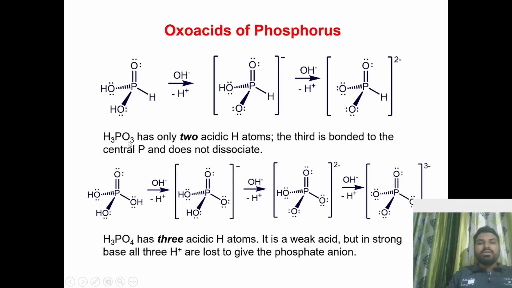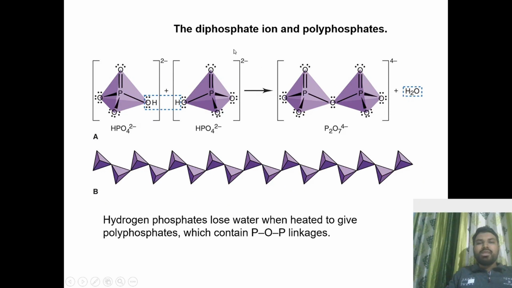Oxyacids of phosphorus. These are the oxyacids of phosphorus, and the structures have been given here. The triprotic acid is a weak acid, but in strong base all 3 H+ are lost to give the phosphate anion. These are the diphosphate ion and polyphosphates.